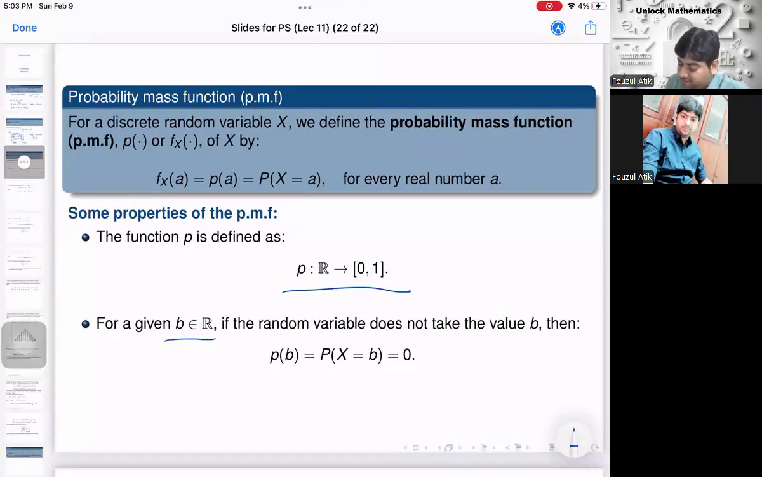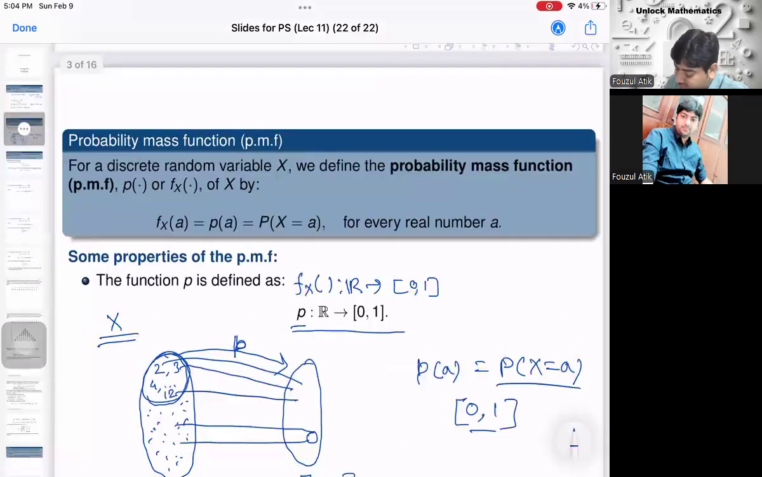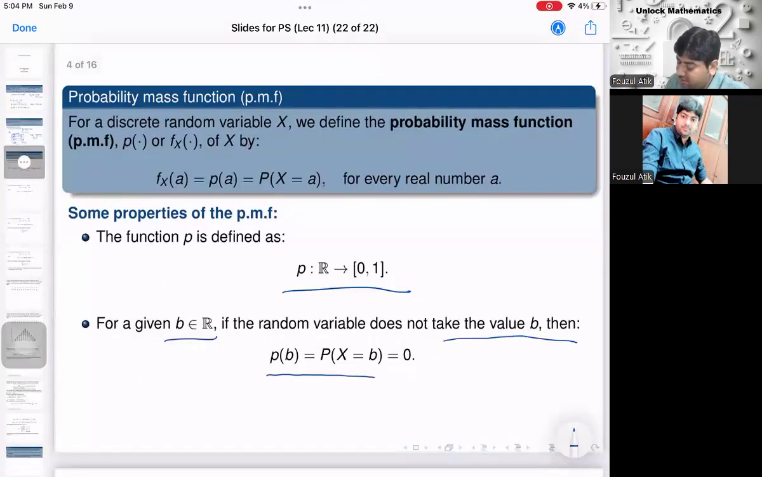Now for a given b belonging to R, if the random variable does not take the value b, that means, as we discussed, b is a point somewhere here where the random variable does not take. In that case, the probability is 0. That's what it says: P of b equals P of x equal to b, and it is equal to 0, because this random variable will never take the value b.